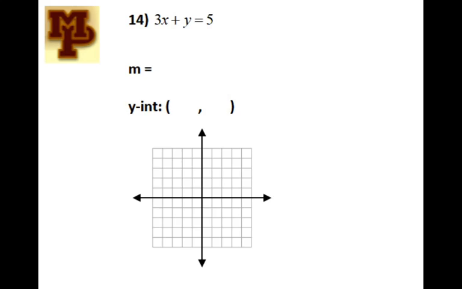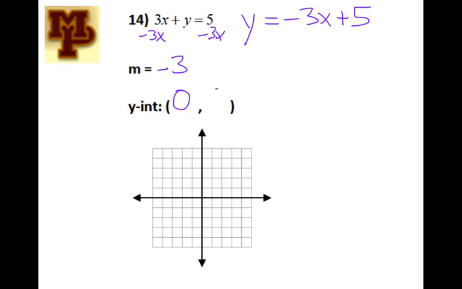This one is not in slope-intercept form yet, so you just have to subtract the 3x over to the other side. So you just do minus 3x, minus 3x, so y equals -3x plus 5. So the m is -3, the y-intercept is 0, 5. So you go up 1, 2, 3, 4, 5, put a nice dot, and then your slope is -3, so you go down 1, 2, 3, and over 1, connect the dots.